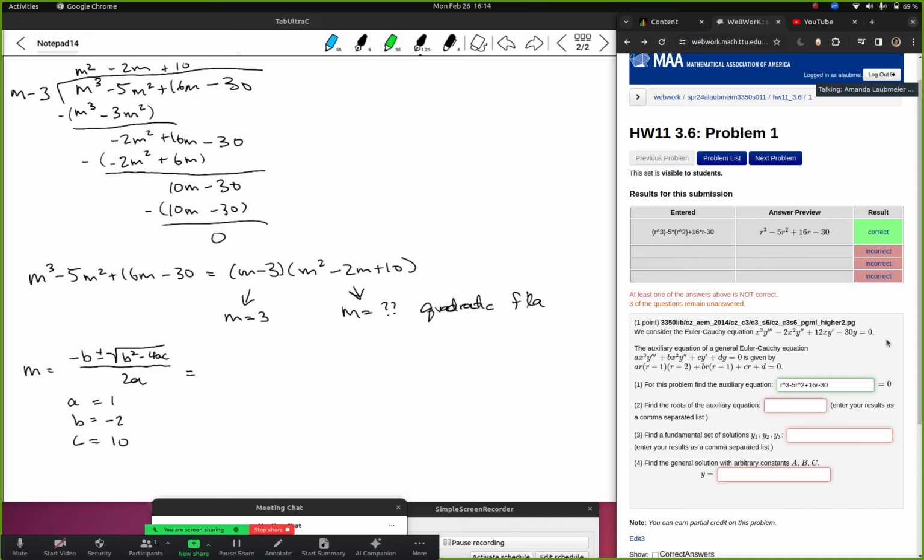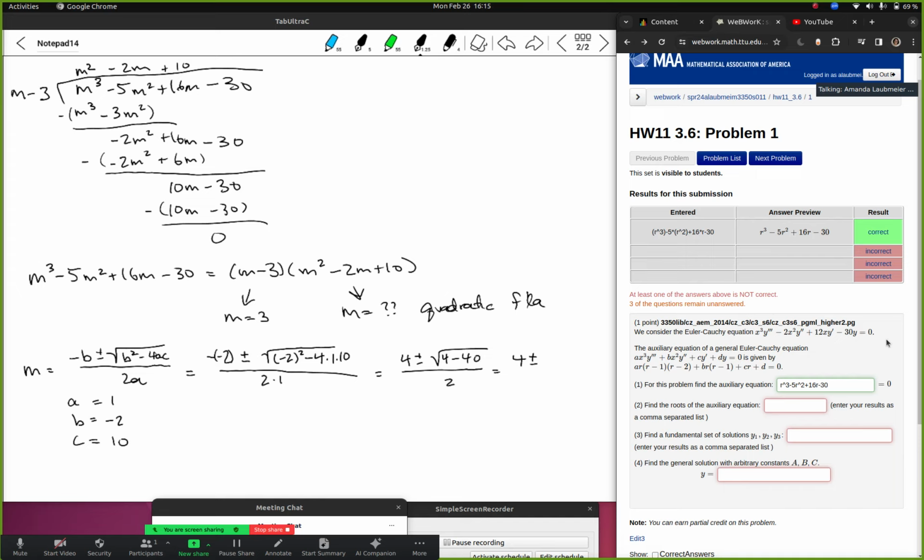So I'm going to get minus minus 2 is 2, plus or minus the square root of -2 squared is 4. Actually, I will go ahead and leave that. That way you can see where it came from. -2 squared, -4 times A is 1 times C is 10, over 2 times A is 1. So simplifying, I've got 4 plus or minus root 4 minus 40 over 2.